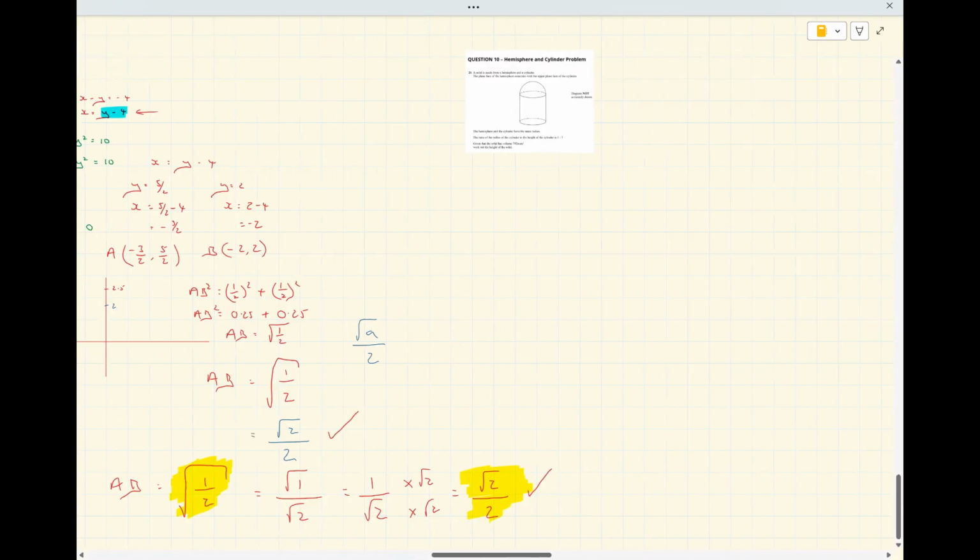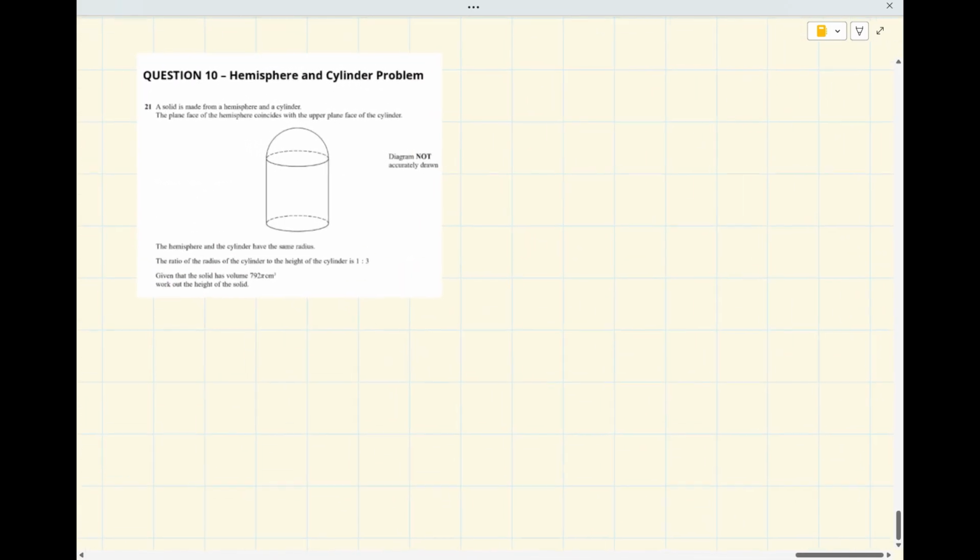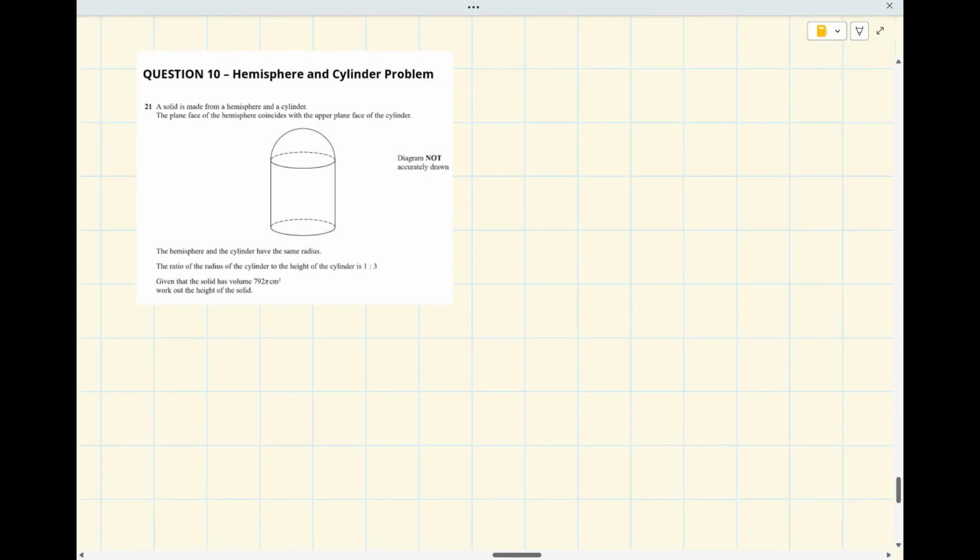Now let's have a look at question 10. The last one. Right, now this is pretty brutal. I know it says question 21. Sometimes those questions, the penultimate question and the one before the penultimate question, I think are the hardest ones on the paper. Now, I can see a hemisphere, I can see a cylinder. I'm thinking it might be about volumes, it might be about surface areas.